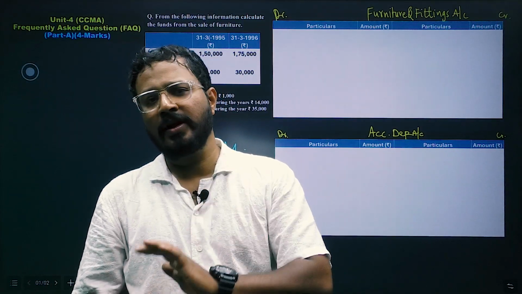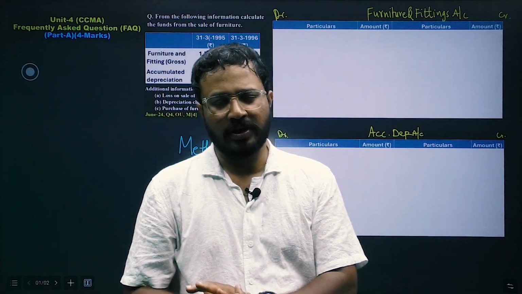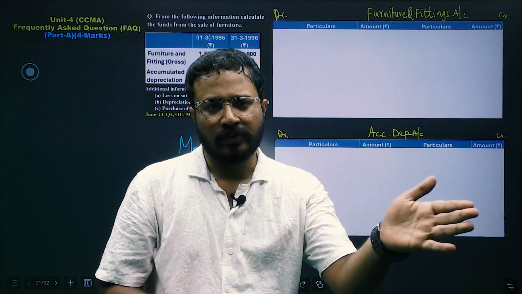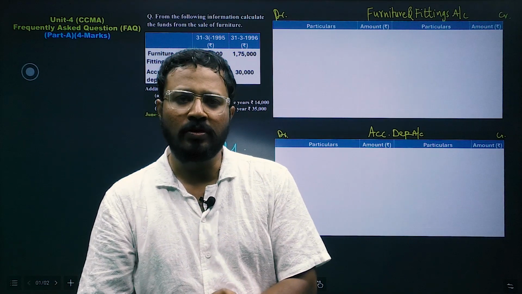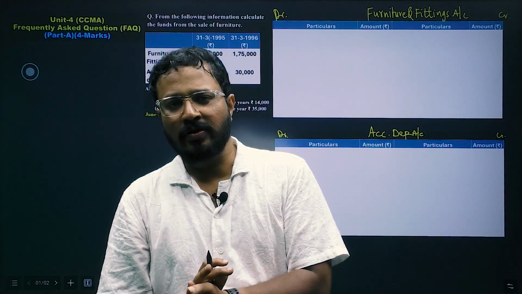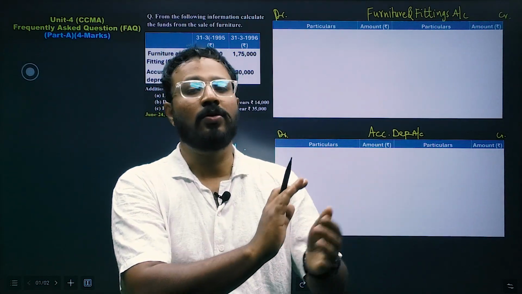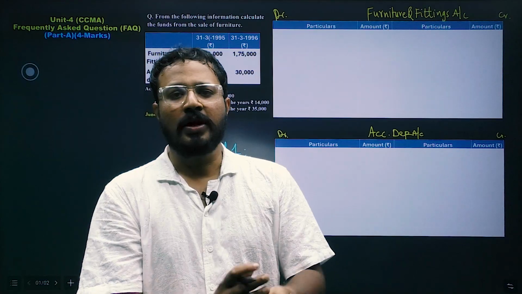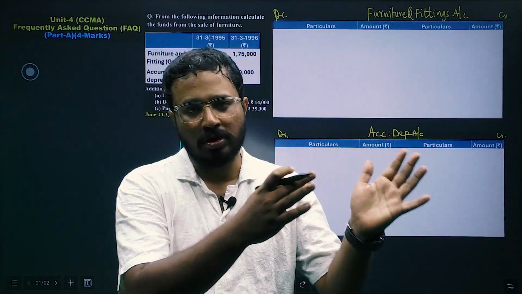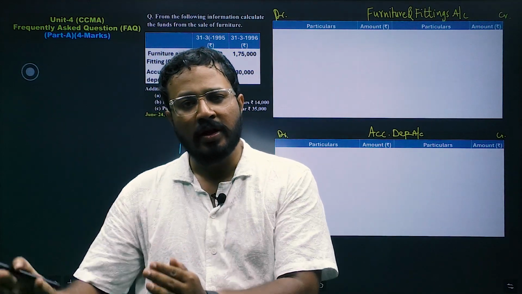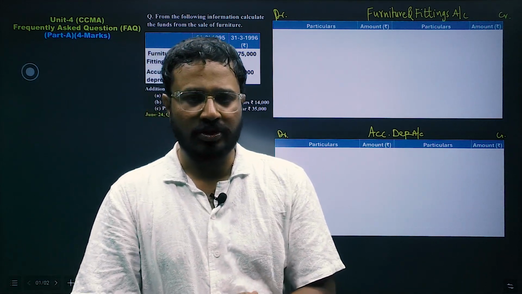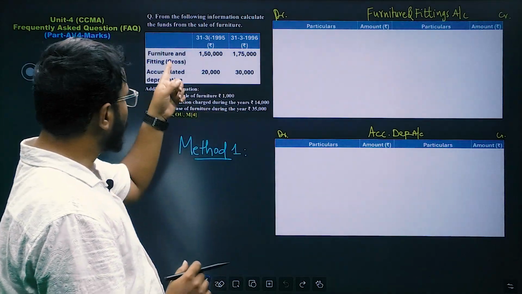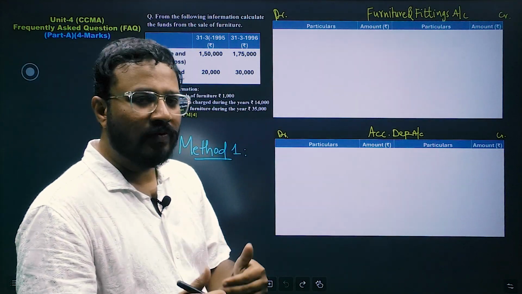Gross means at cost, right? There are two ways to maintain depreciation accounts. Either you follow the net method, where you will not open any accumulated depreciation account, or you follow the gross method, where you keep the fixed assets account always at original cost, and whatever depreciation has been charged on that particular fixed asset is accumulated in a separate account called accumulated depreciation account. So here those two accounts' information is given. They are going with the second method.